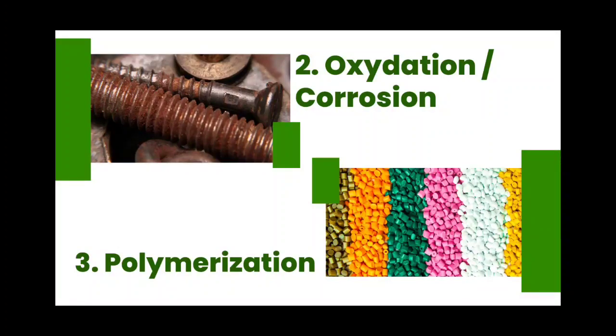Then we have polymerization. Polymerization, the alchemical fusion of small particles into intricate macromolecules, heralds the dawn of modern materials. Plastics, omnipresent in everyday life, owe their existence to the polymerization process, molding our world into a myriad of shapes and forms.